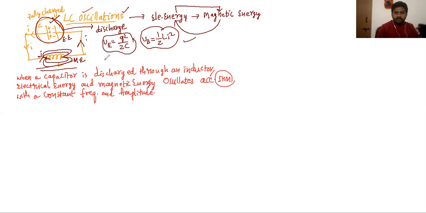Simple, right? So what is LC oscillation here? When a fully charged capacitor is discharged through an inductor. See, this one is the capacitor. The charge on the capacitor is discharging through what? Through the inductor. Electrical energy and magnetic energy oscillate. The energy is oscillating, so this oscillates according to simple harmonic motion with a constant frequency and amplitude. So that's called LC oscillation.